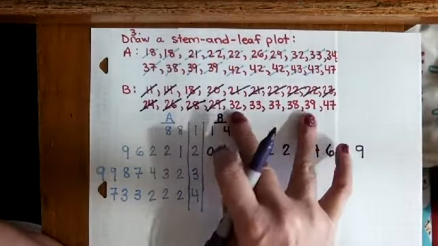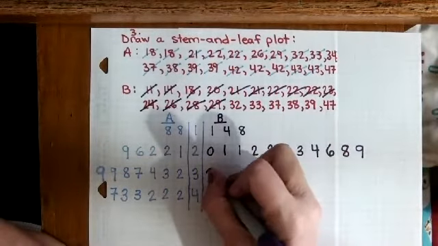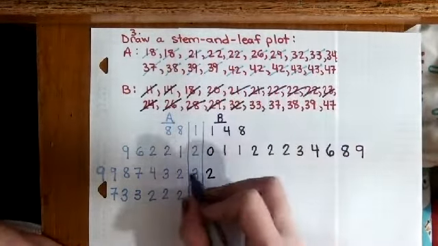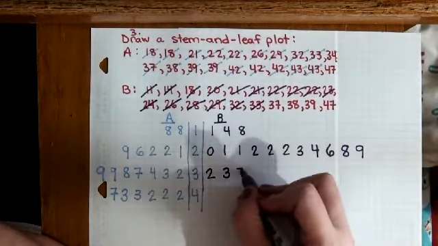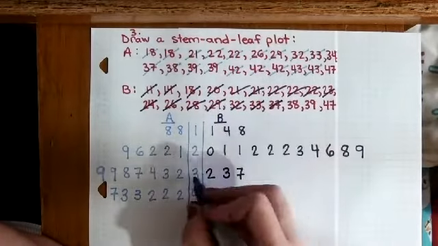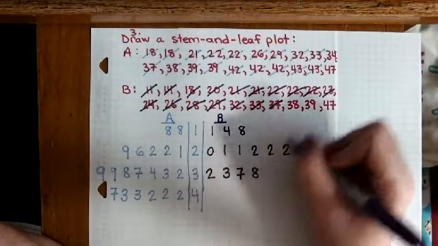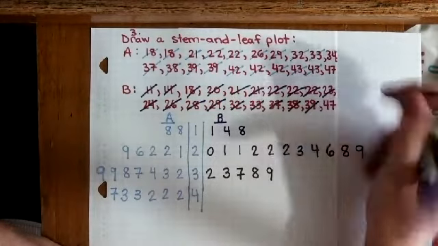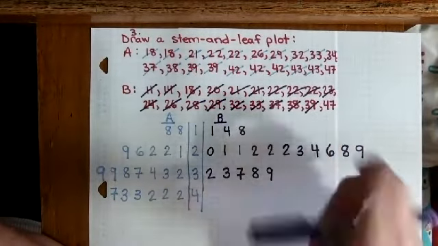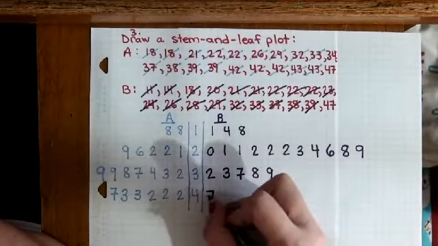Now I can get my 30s on the list. 32, 33, 37, 38, 39, and my 47 goes down here.